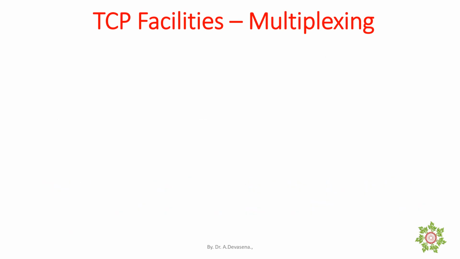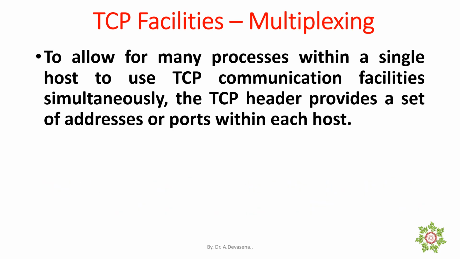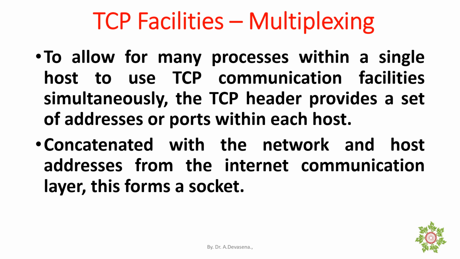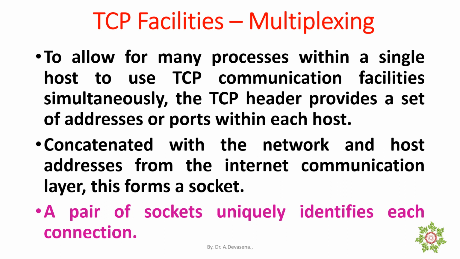We see multiplexing facilities. To allow for many processes within a single host to use TCP communication facilities simultaneously, the TCP header provides a set of addresses or ports within each host, concatenated with the network and host addresses from the Internet communication layer. This forms a socket. A pair of sockets uniquely identifies each connection.